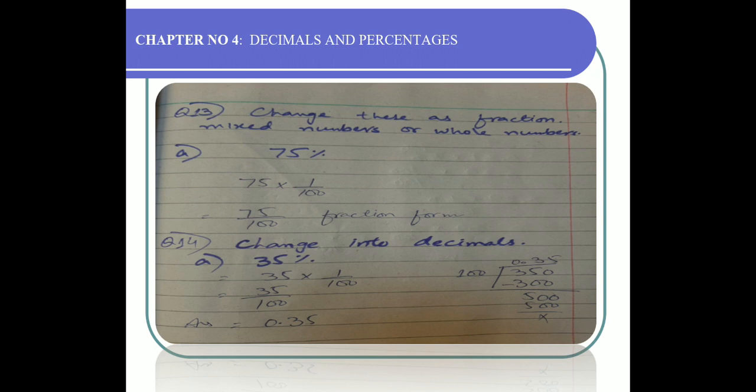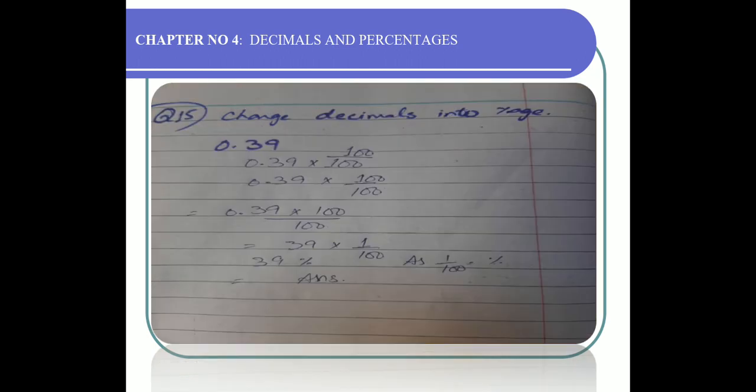How can you change the number into decimal? Simply 35, convert the percentage sign into 1 by 100, multiply it and divide it. 35 over 100, divide it. You will come to know the answer in decimals.